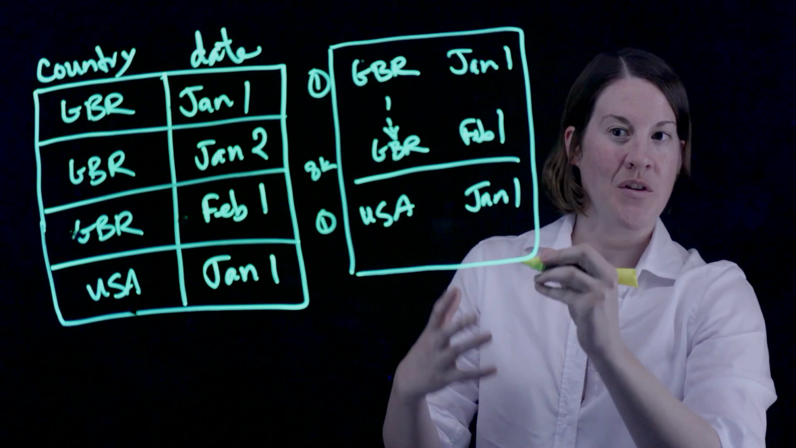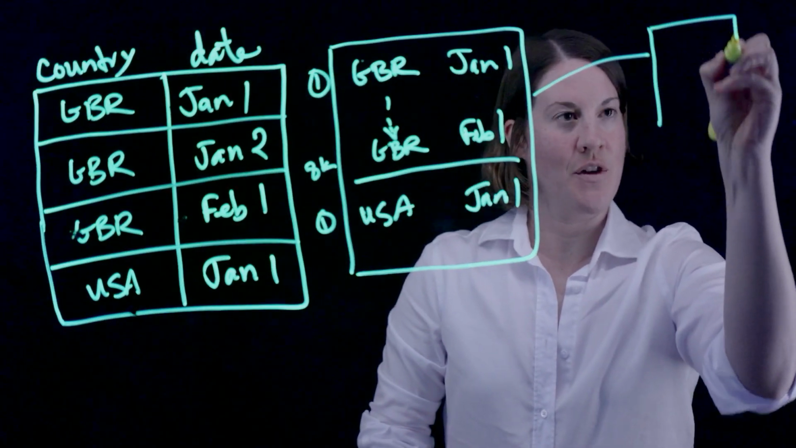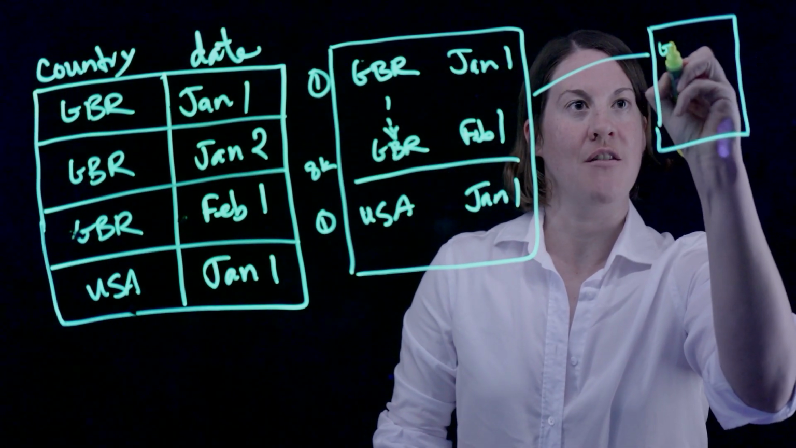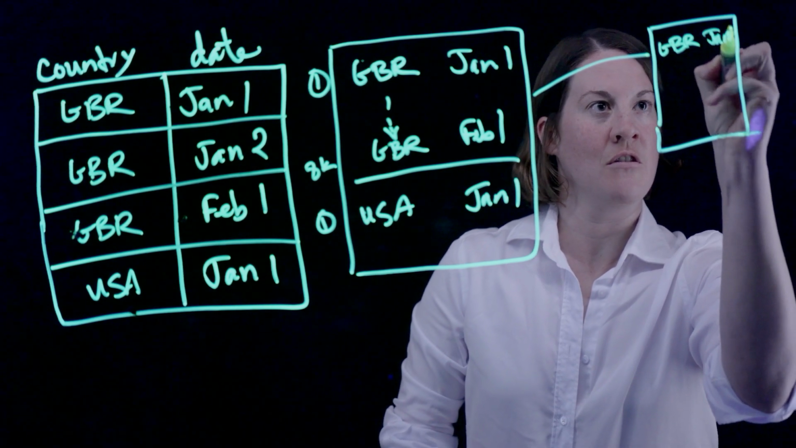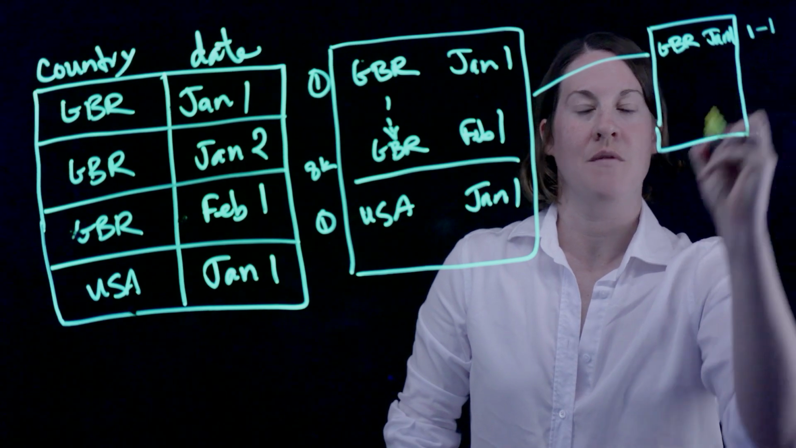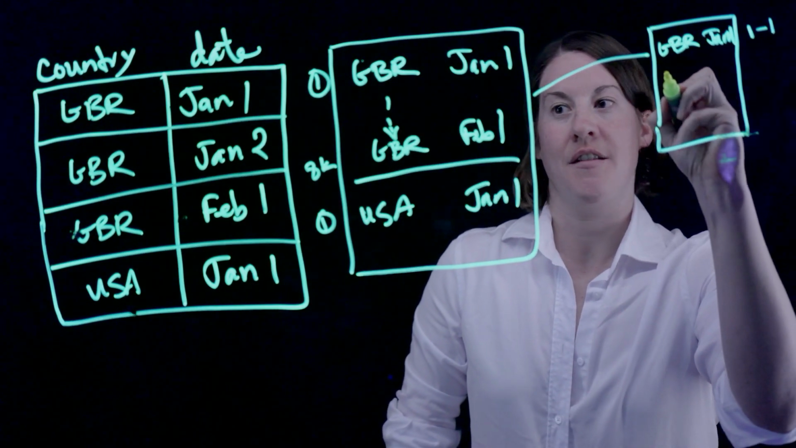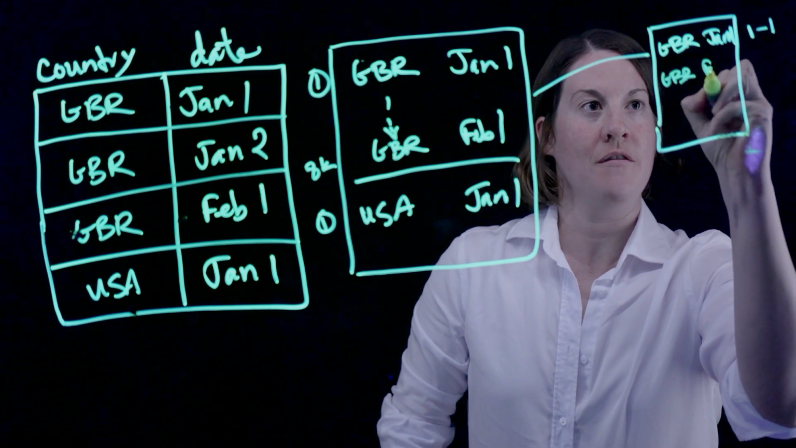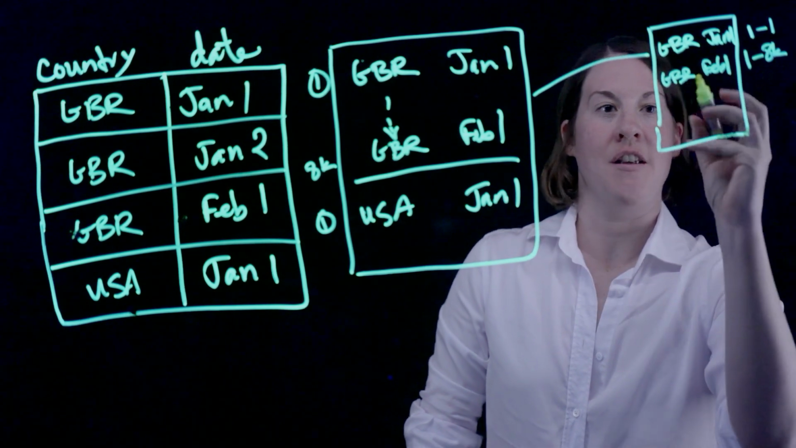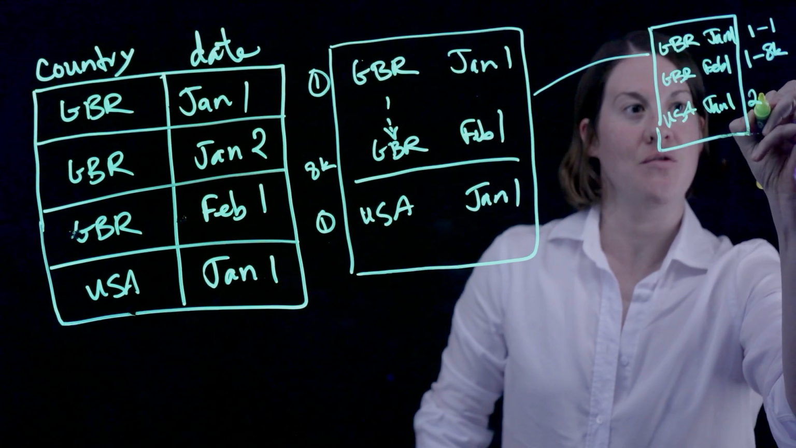And attached to this tablet, we're going to attach an index. The index is going to just store the first value in each range and where it lives. So we're going to say range 1 is GBR, Jan 1, and that is at place 1. So range 1, place 1. And then we're going to say that GBR Feb 1 is at space 1, range 8K. And then USA, Jan 1, is at range 2, row 1.